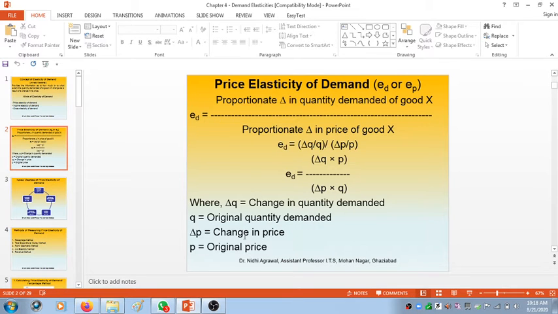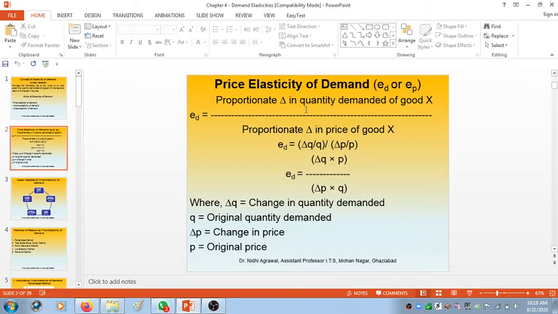First, consider price elasticity of demand. This is denoted by ED, D for demand, or EP for price. According to this formula, price elasticity of demand is the proportionate change in quantity demanded of a good divided by the proportionate change in price of the good. Proportionate means percentage change. The delta sign is used for change in economics, right? This delta sign represents the change. Change can be positive or negative.